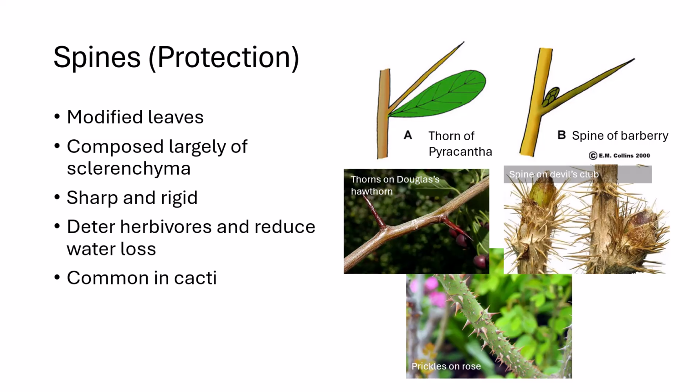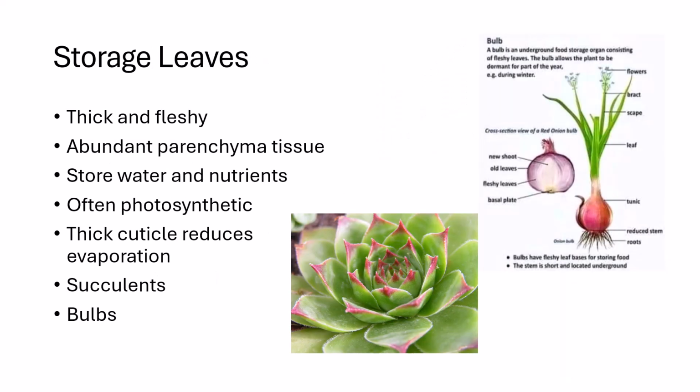with a sharp point. In succulents, leaves are modified for storage. These storage leaves are thick and fleshy due to large parenchyma cells that hold water and dissolved nutrients. They often retain their photosynthetic function, but their primary role is survival during drought. A thick cuticle further reduces water loss. Bulbs, such as tulips, garlic, and onions, are fleshy bases of leaves that store food underground.